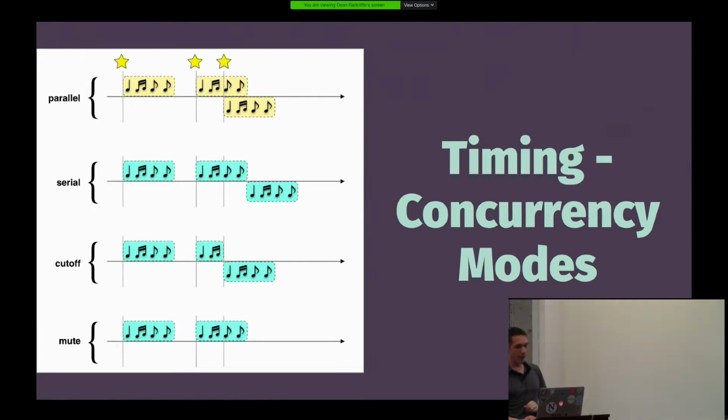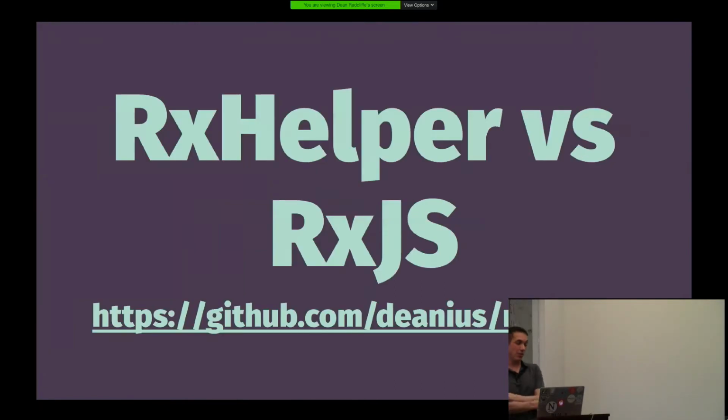So we're able to switch between concurrency modes. What part of this is Rx helper versus RxJS? Like I said, RxJS creates the observables: the agent, the on, the filter, the process, the subscribe, those.